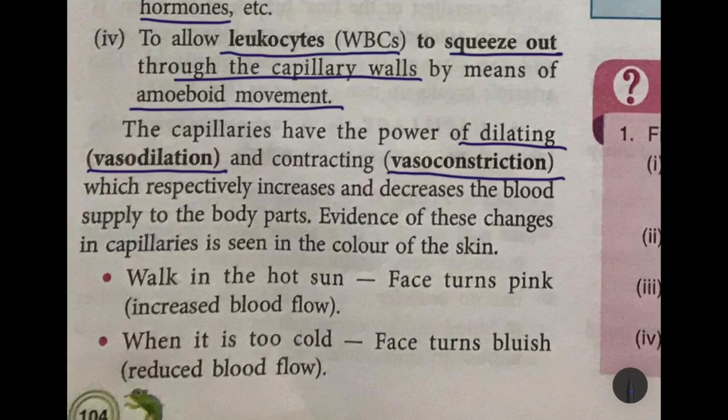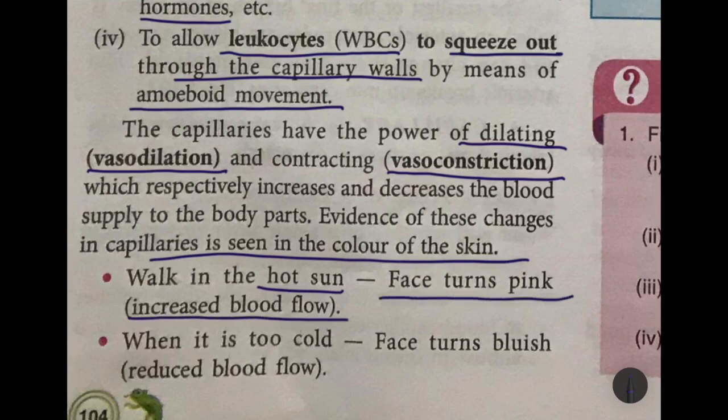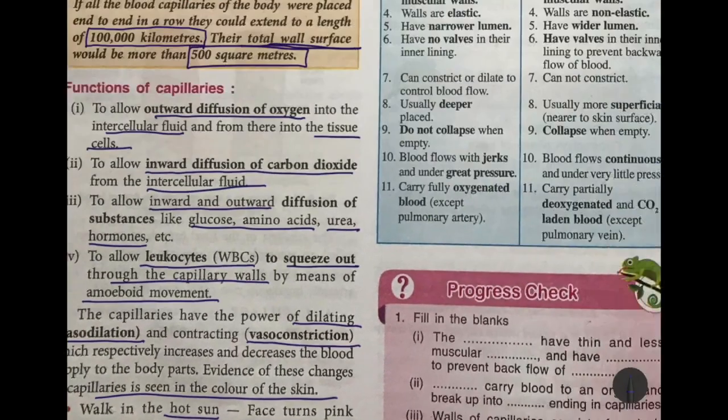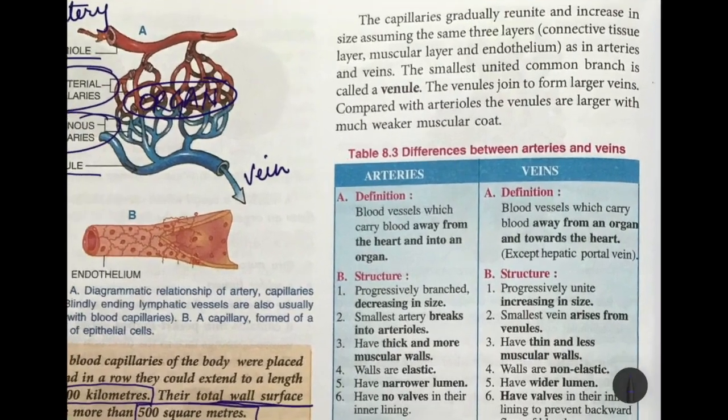So you can see proof of this in the capillaries as seen in the color of the skin. If you walk in the hot sun, your face turns pink or red in color because there is increased blood flow. In this case, what is happening to the capillaries? They are dilating. More blood is flowing into your face. When it is cold, the face turns bluish. That means there is less blood flow. So in this case, what is happening to the capillaries? They are contracting. Vasoconstriction is taking place.